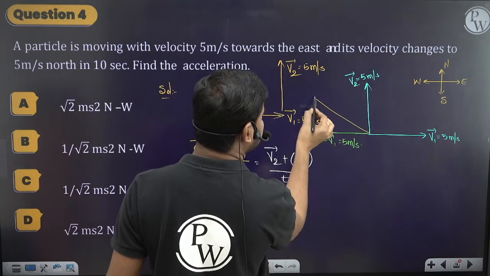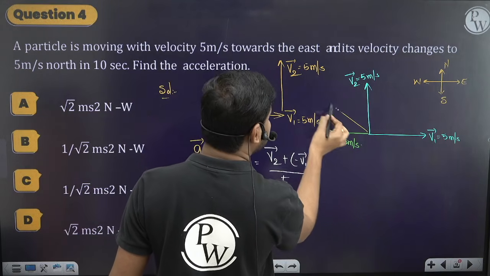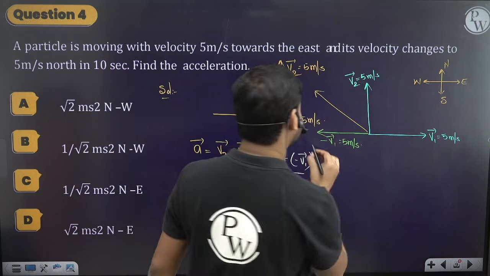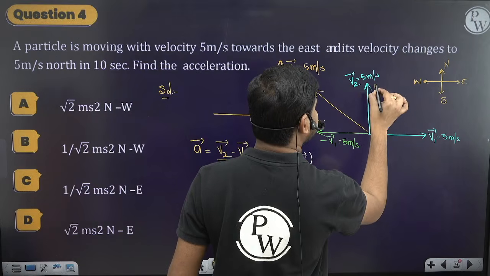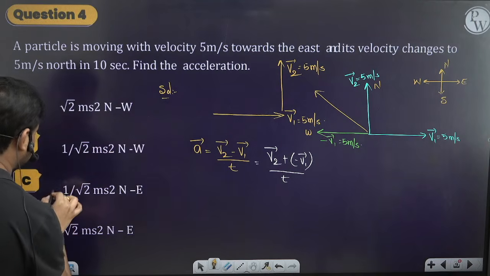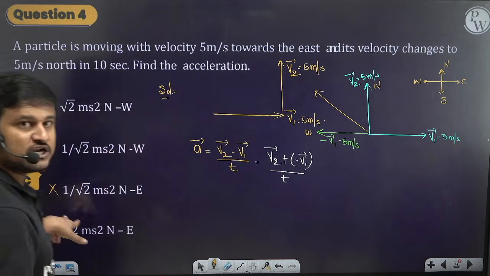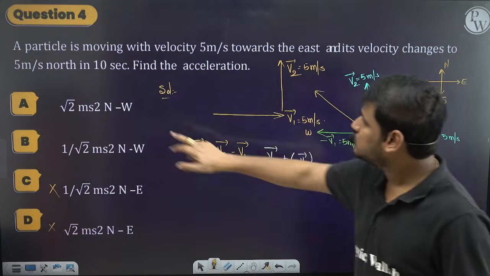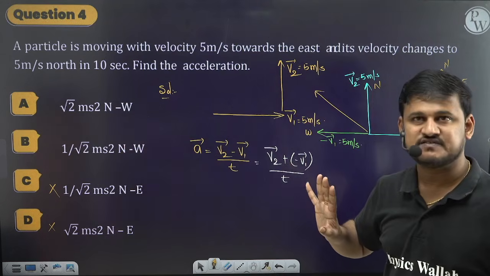When you add these two vectors, the resultant is going to be in this direction. What is this direction said to be? This is the west direction, and this is the north direction. So the northwest direction is going to be the correct answer. Obviously you can rule out two options, C and D are wrong. Okay, so now this is in northwest, this is in northwest.